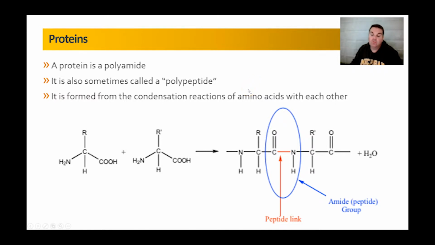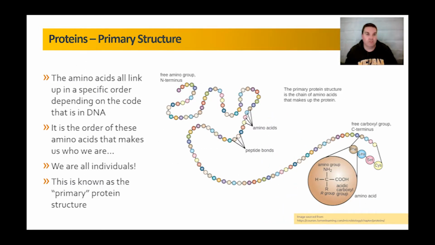Not all polyamides are polypeptides, and not all polyamides are proteins, but all proteins are polyamides. Hopefully that's not too confusing for you. What that means is that every protein is made up of lots of amide groups, which come from amino acids joined by condensation reactions. So this is the amide group here, sometimes called the peptide group, and the peptide link they're talking about is this carbon-nitrogen bond between them, which is formed through the condensation reaction. Now that becomes important when we start going into proteins.